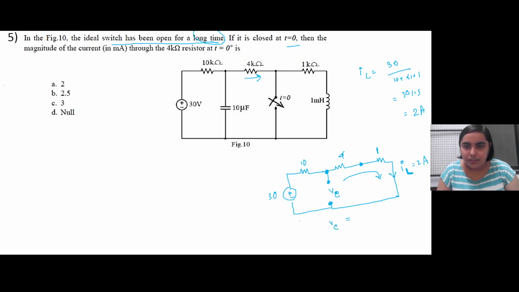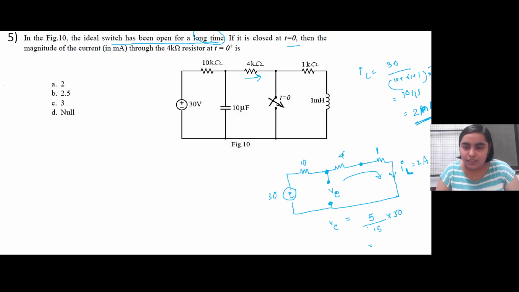Now what will be VC? Just apply the current division rule. The total voltage is 30, so it will be the voltage across this 4 ohm and 1 ohm resistance, right? So the total resistance is 5. Actually, the resistance is in kilo ohm, ma'am, so IL, this current across will be 2 amp, right? This will be in milliampere, since this is in kilo ohm, that means this is 10 to the power minus 3. You're right. It will be in milliampere.